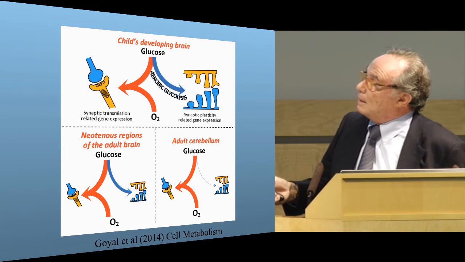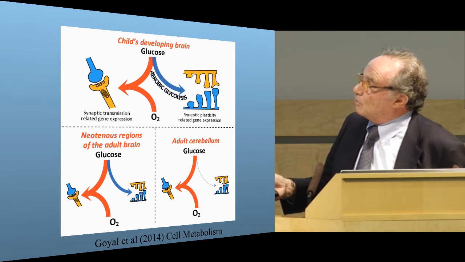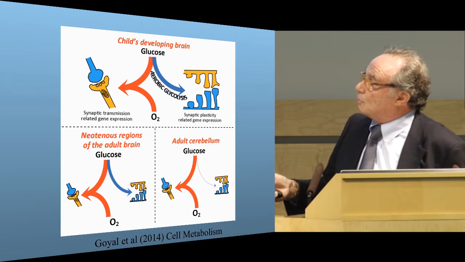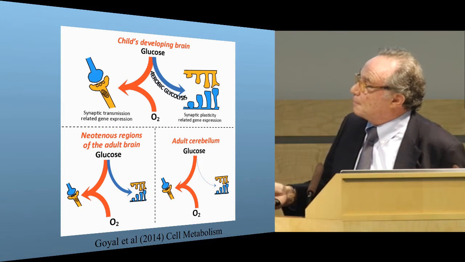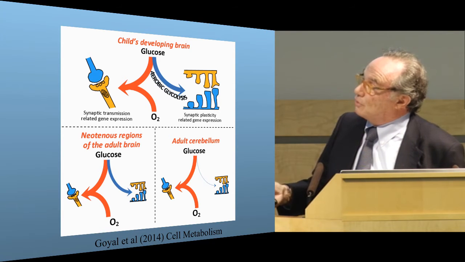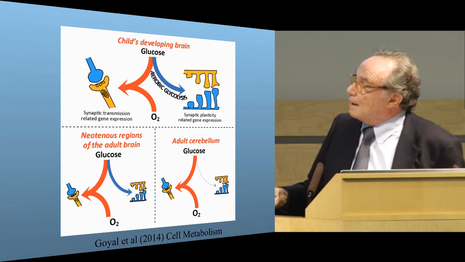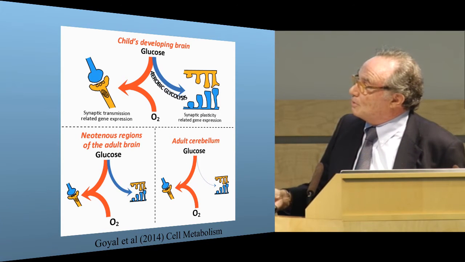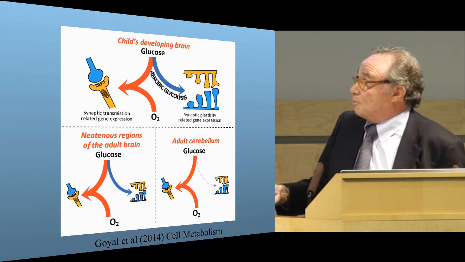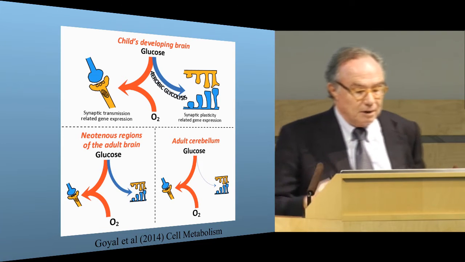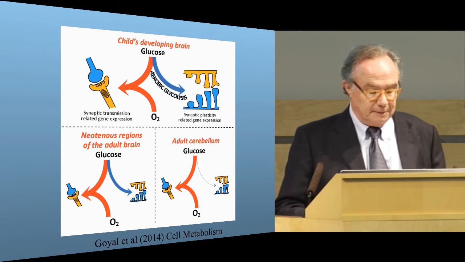transmission. Now, in the adult, particularly in the cerebellum, where aerobic glycolysis is virtually absent, there is a full coupling, so mostly related to transmission. But these neotenous regions in the adult brain, such as, for example, the default mode, there is still some aerobic glycolysis and therefore an expression of genes that are involved in plasticity and development.